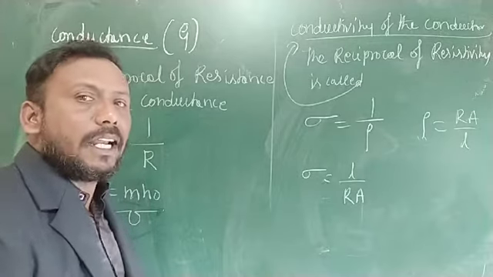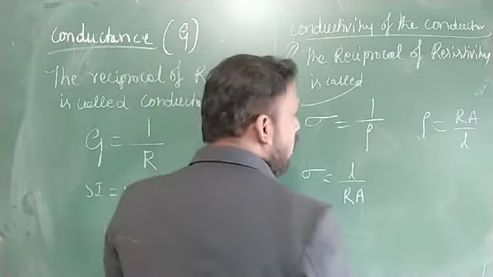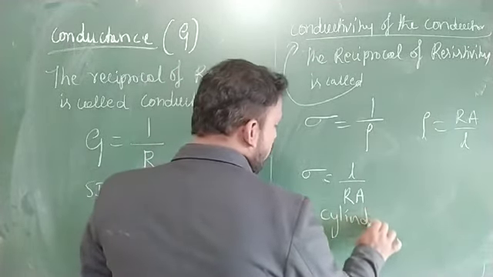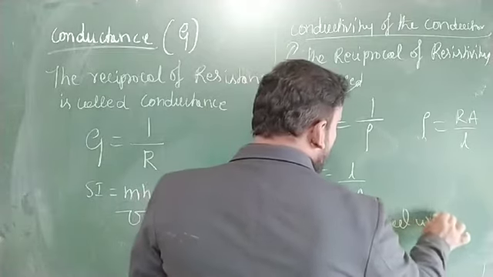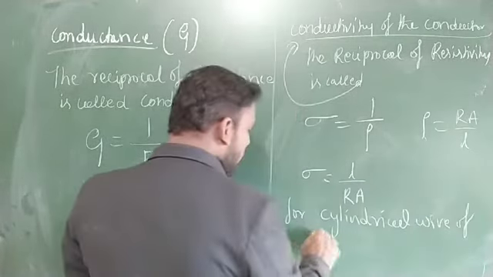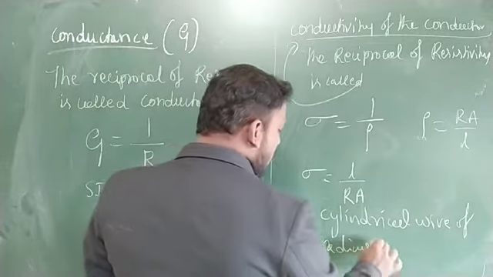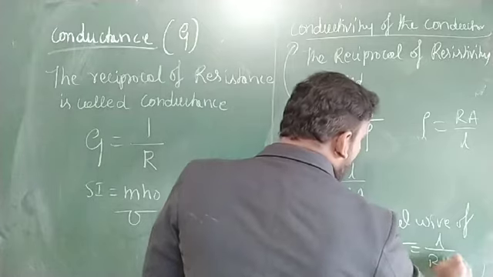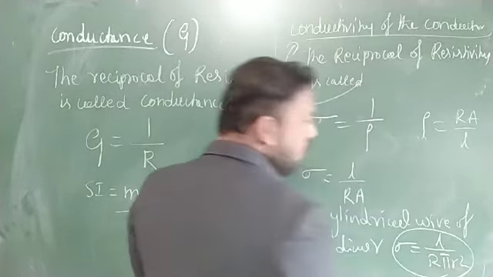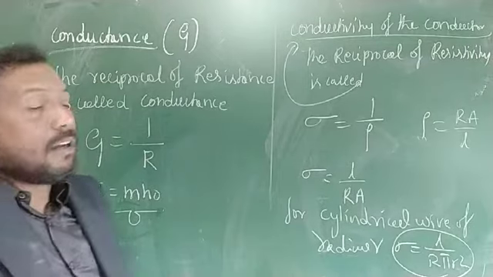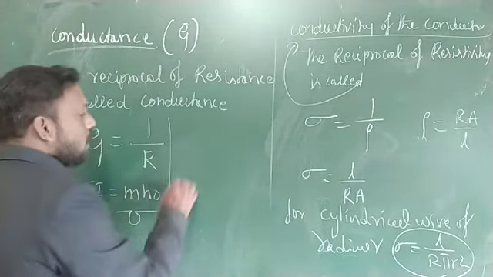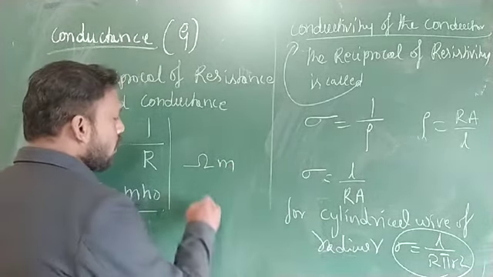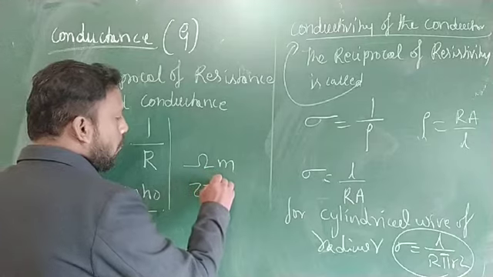For a cylindrical wire of radius small r, sigma is equal to L divided by R into pi r square. That is the formula. The SI unit of resistivity is ohm meter. The SI unit of conductivity is mho per meter.